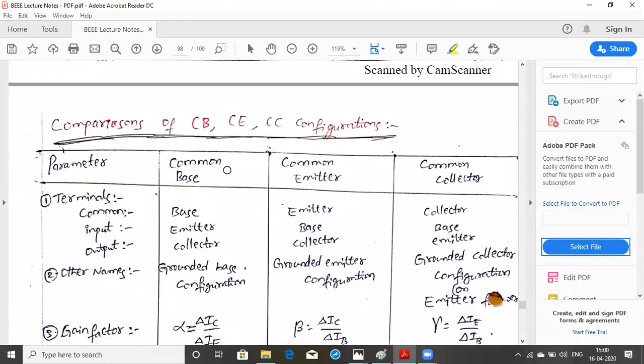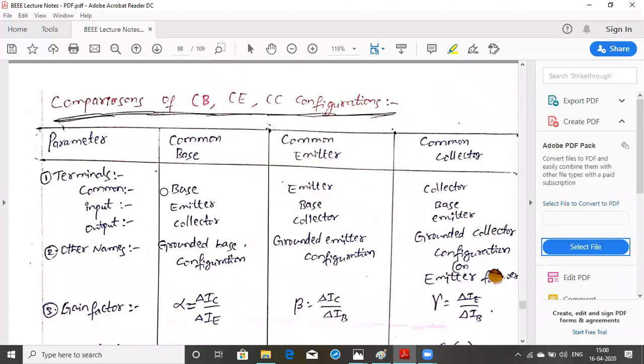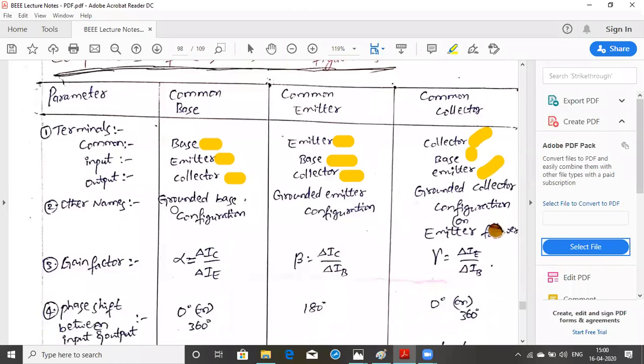First of all, base is common. You see here, the base is common, common base; emitter, common emitter; collector, common collector. In common base, input is emitter and output is collector. In common emitter, base is input and collector is output. Here also, in common collector, base is input, emitter is output. In place of common, you can also call it grounded, because we are making that a ground. So grounded base configuration, grounded emitter configuration, grounded collector configuration.